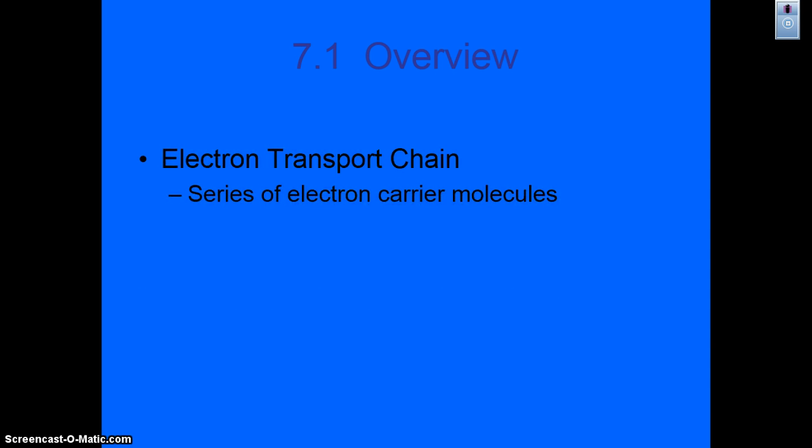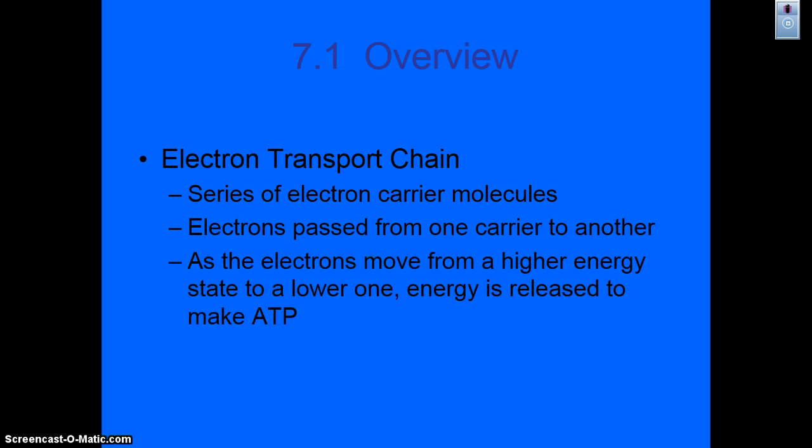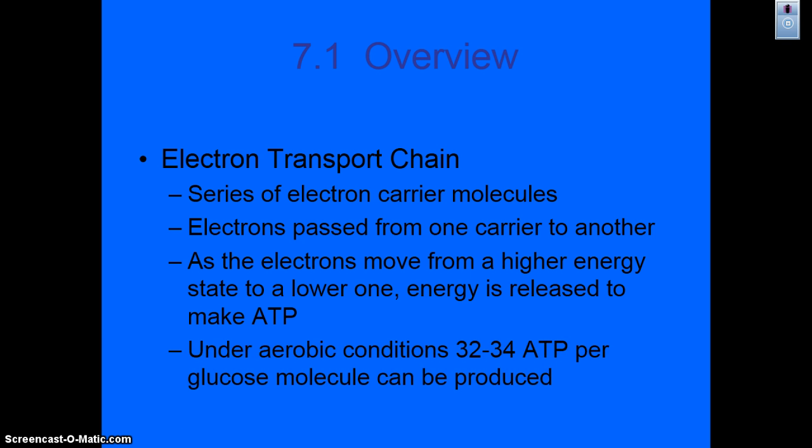The electron transport chain is a series of electron carrier molecules, and this is where we cash in and get a lot of ATP. Electrons are passed from one carrier to another, and as they move from a higher energy state to a lower one, the energy is released to make ATP. Under aerobic conditions, we should get 32 to 34 ATP per glucose molecule being produced.